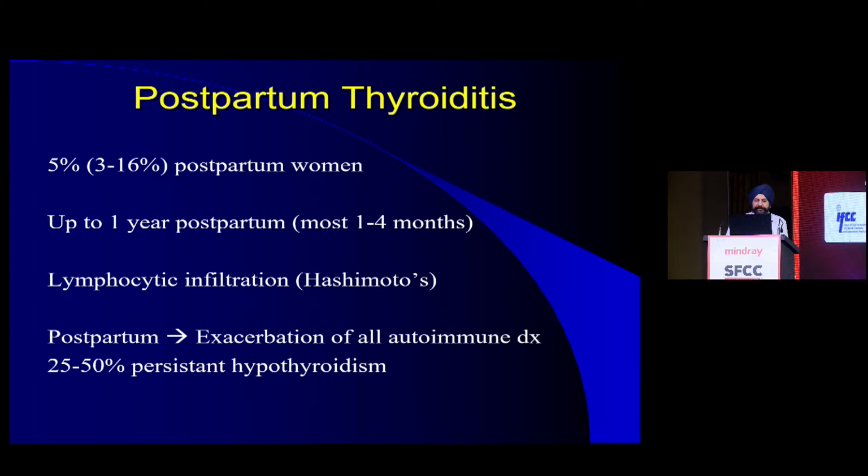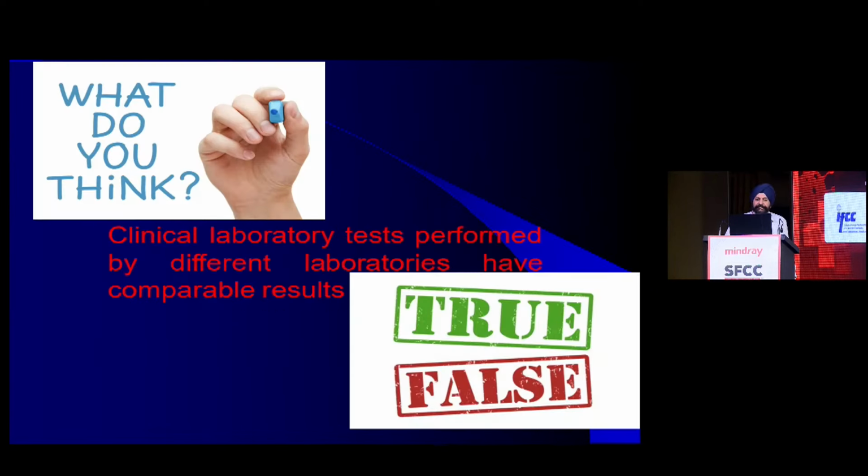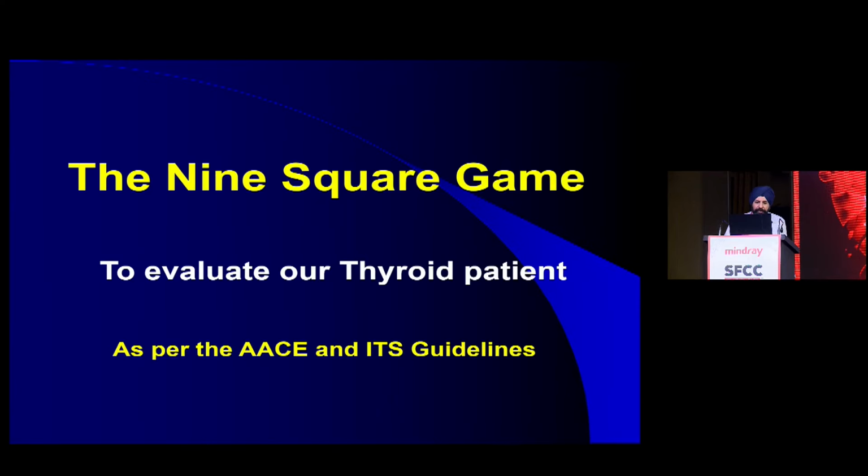So limitations of thyroid tests we've already discussed. There is circadian rhythm, there is diurnal variation, there is inter-assay variation between different assays, and even within the same laboratory if you are using different instrumentation, the levels can vary from 30 to 50%. So as I just said, clinical laboratory tests performed by different laboratories can have different results because of all of these reasons. So now let's play a game in the end.